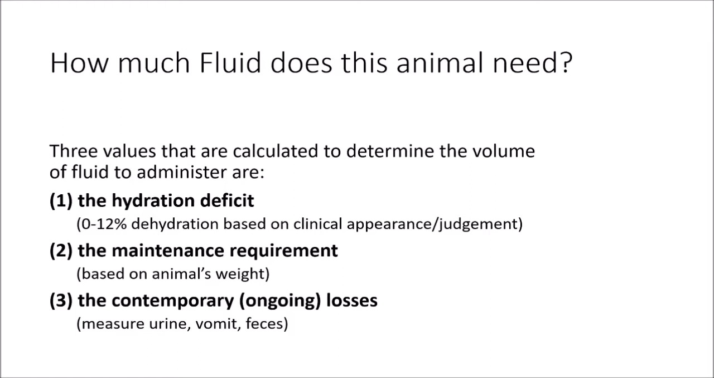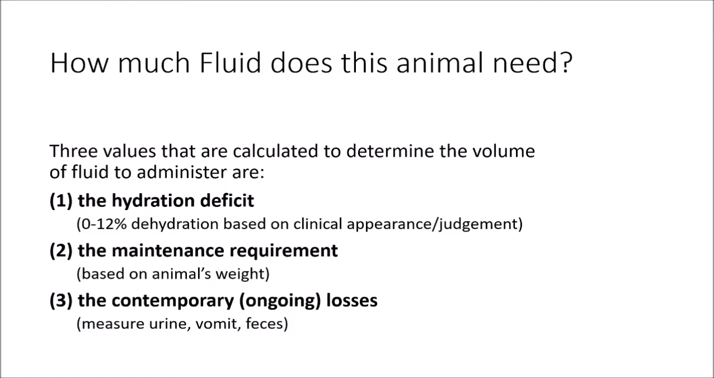But you should know the difference between an animal that's 5 to 8% dehydrated versus 8 to 10% dehydrated versus 10 to 12% dehydrated based on your skin turgor, the position of their eyes, if their eyes are sunken in their head, if they're able to move at all. So you should be able to determine that, and you should be able to list why that animal is that particular dehydration. Then we go to maintenance requirement, and that's just based on the animal's weight. How much do they need based on what they weigh?